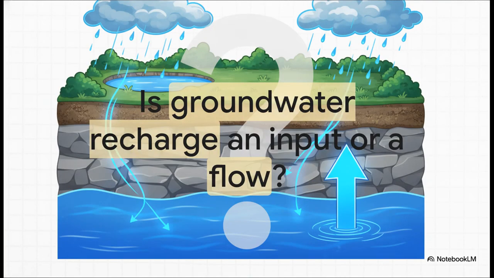So here's a hinge question to test your systems thinking. Think about it for a second. Is groundwater recharge an input, or is it a flow? Well, it's actually a bit of a trick question, because it's both. It's an input directly into the groundwater store, but it also represents a vertical flow of water, all the way from the surface down through the soil and rock, right into the aquifer itself.